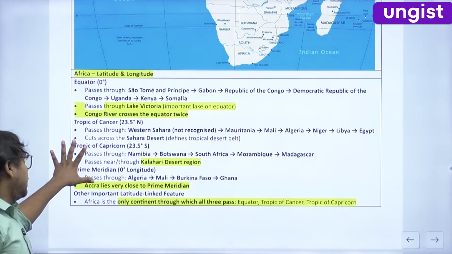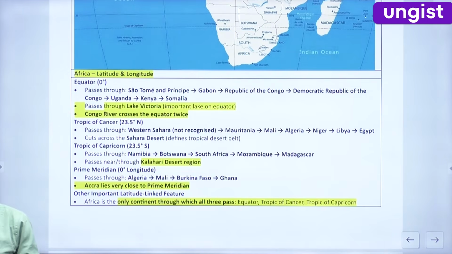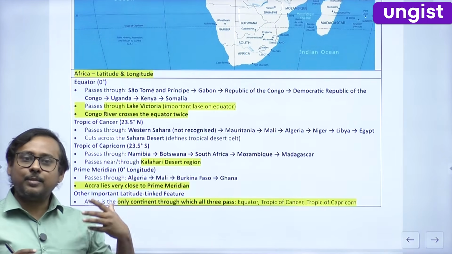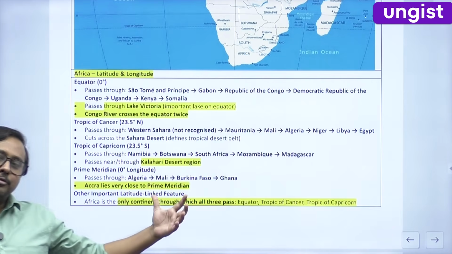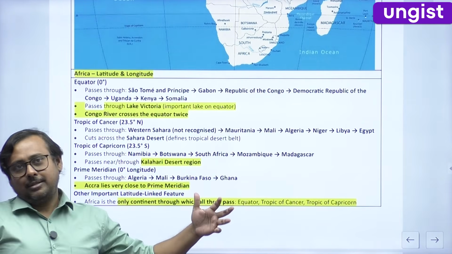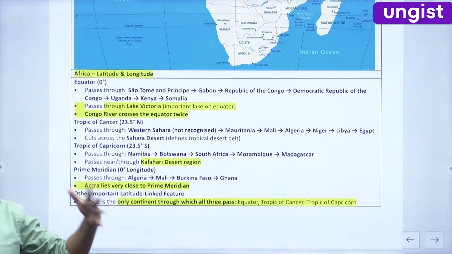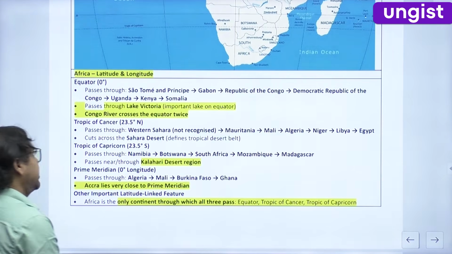Now, equator. Here there are no mnemonics. You have to memorize. I've given you mnemonics for your Europe. For Africa, if you give me time, I can post the mnemonics, but as of now, try to memorize because UPSC is asking questions from Africa, right?